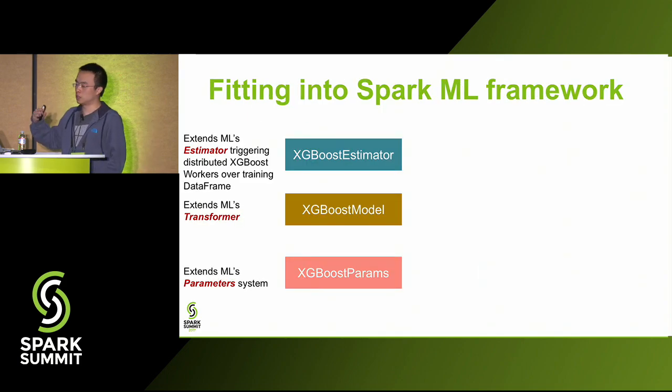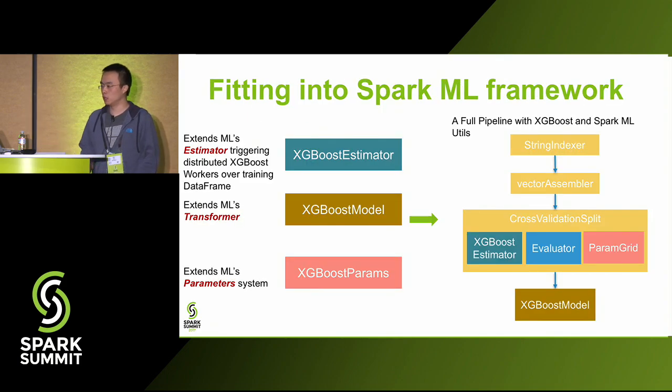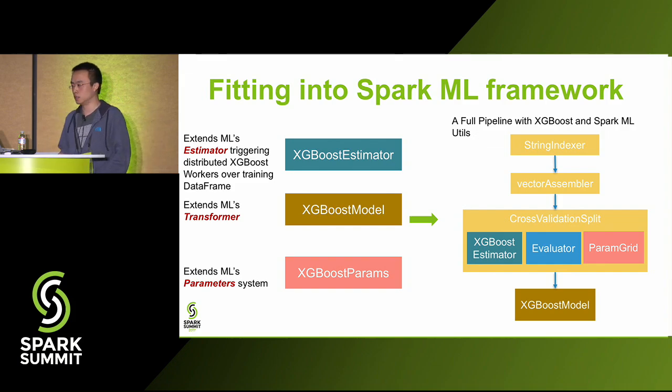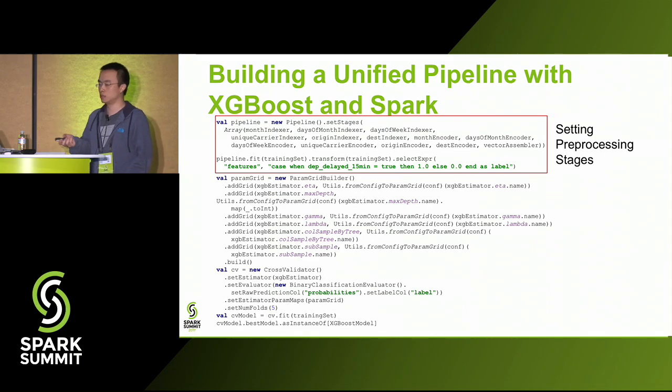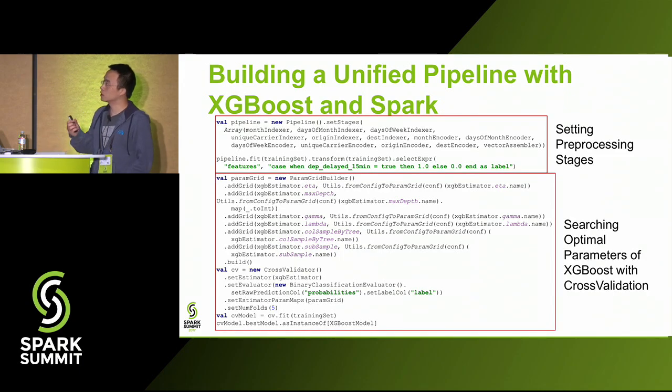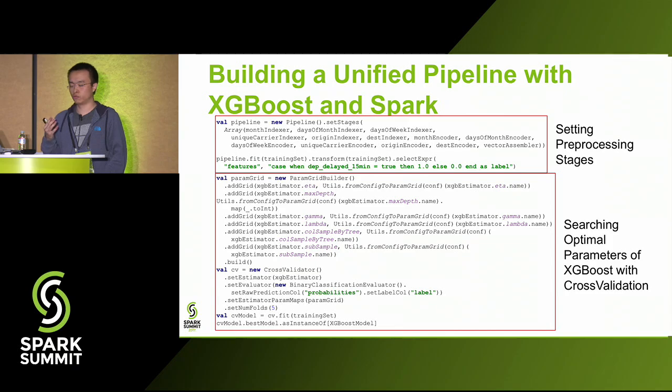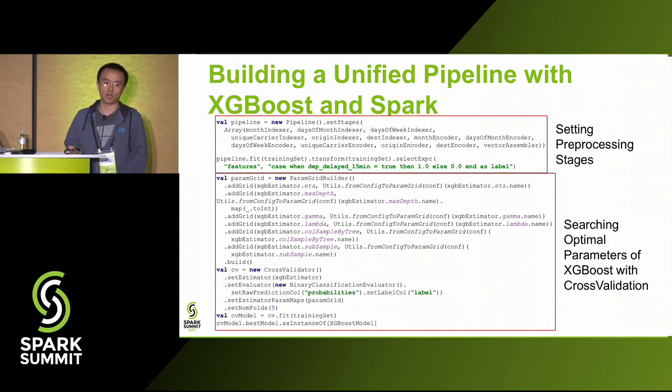Because we implement all these things, we can build a full machine learning pipeline with XGBoost and the Spark ML framework. Here is an example. First, we build some pre-processing pipeline. All of these are done with Spark ML's utils and APIs. And then we search for the optimal parameters for XGBoost with the cross-validation tool. This is also from the ML framework.